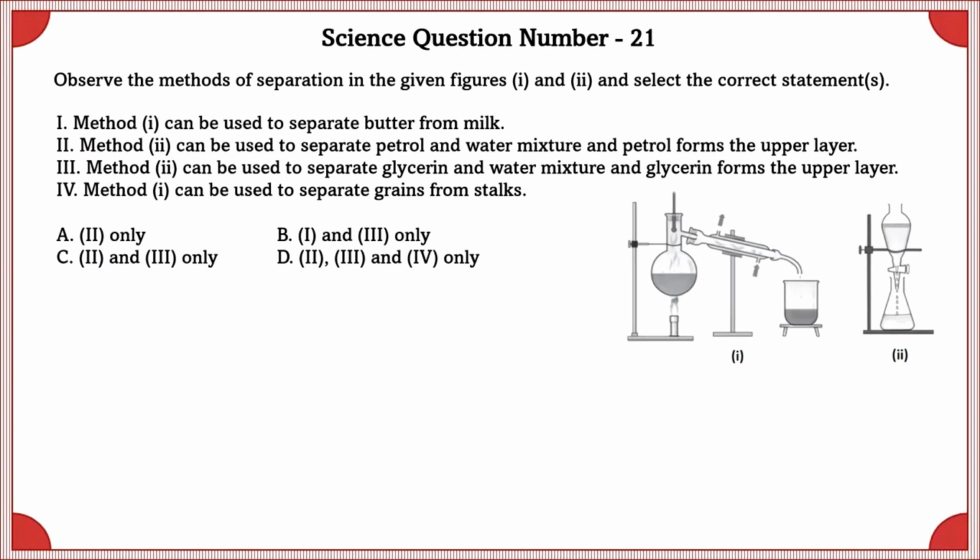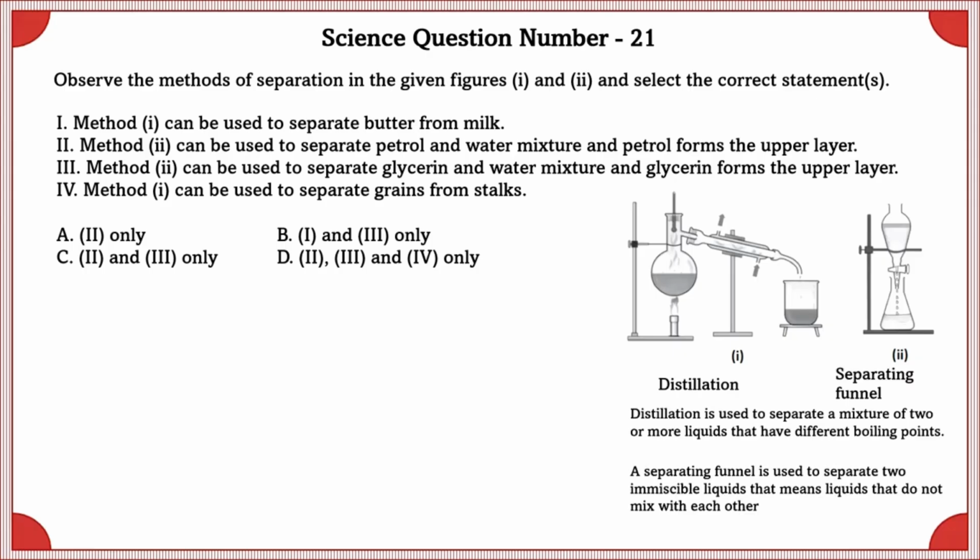Science question number 21. Observe the methods of separation in the given figures 1 and 2 and select the correct statements. Let us see what process is the first and second ones. First one is distillation. Second one is separating funnel. So according to this, we can select the correct options. Method 1 can be used to separate butter from milk. False. This method is actually centrifugation, but the first method is distillation.